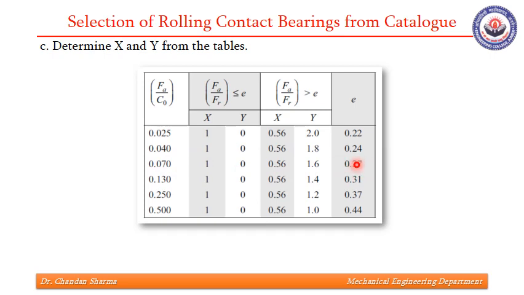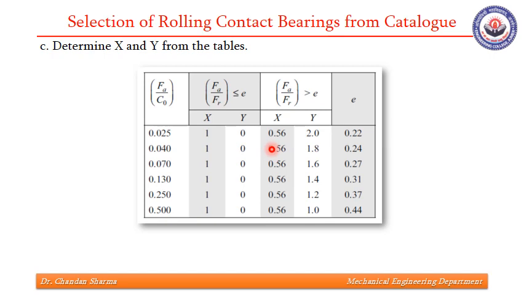Now we need to find whether this set of X and Y will be applicable for us, or this other set of X and Y will be applicable for us. For that, we'll see our FA by FR. If it is less than or equal to e, this set will work. If it is more than e, this set will work.